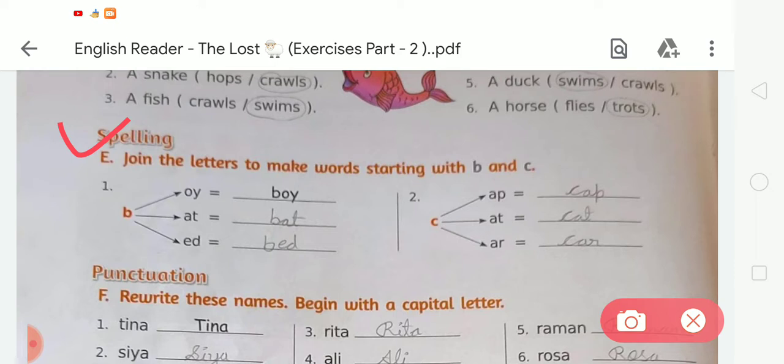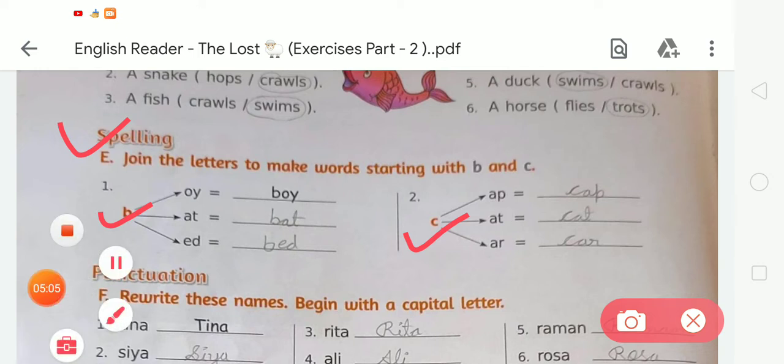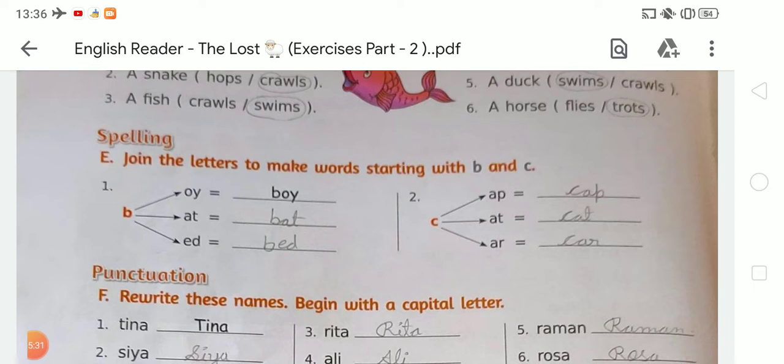First of all, you can see there are the letters B and C. We have to join the given letters with these letters and make new words. So students, the starting letters are B and C, and we have to join the given letters to make words starting with B and C. So in number 1, there are the letters OY.